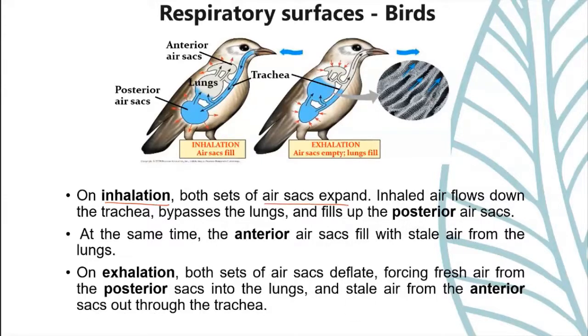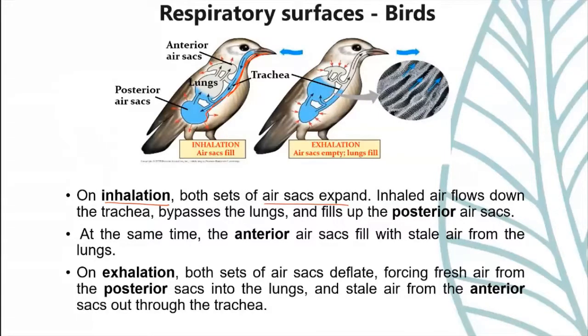So inhalation, the air sac will expand. Expand sebab apa? Dia nak kumpulkan udara dalam air sac ni. So, posterior and also anterior at the same time will expand. Okay? Perkataan expand tu awak kena take note. Maybe you can also use the word inflate pun boleh lah. Okay? So inhale, air flows down the trachea. Dia akan masuk and then flows down the trachea tapi tak masuk lung lagi. And then it is then stored in the posterior air sac.